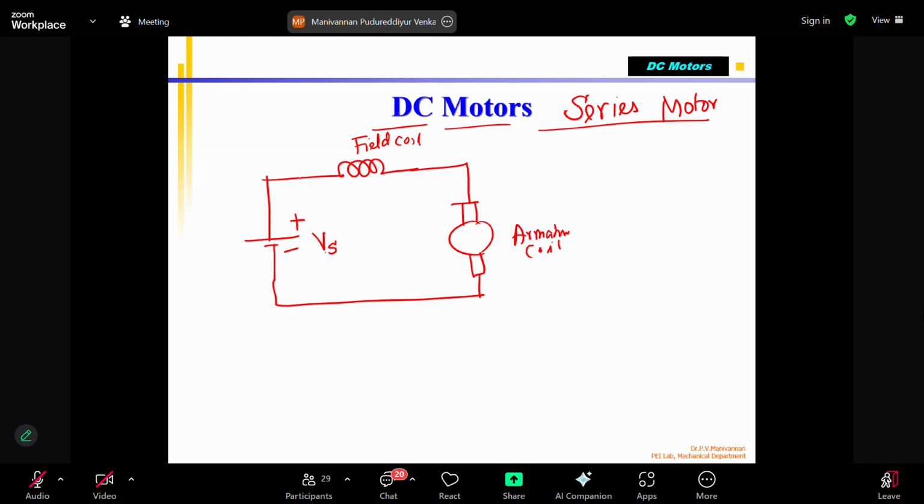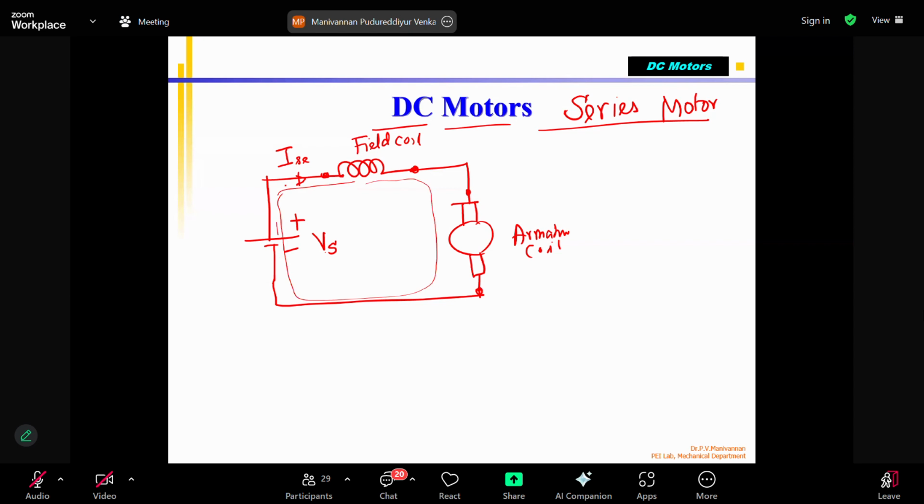This is the field coil. Because of that, there's a current flowing. This current is called I series. Why? From the battery plus, the current enters into the field coil. One end of the field coil is connected to battery positive. The other end of the field coil is connected to one terminal of the armature coil. The other terminal of the armature coil is connected to the battery. So you can see that both the coils are connected in series with the power supply, so the same current is flowing in both the coils.